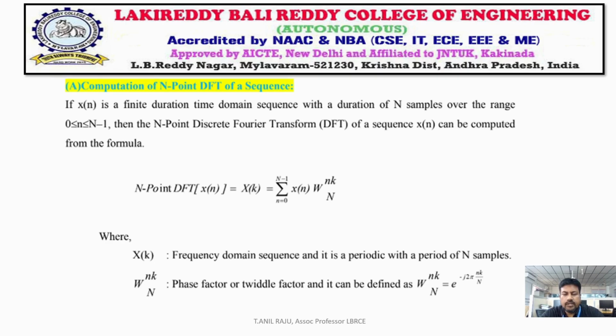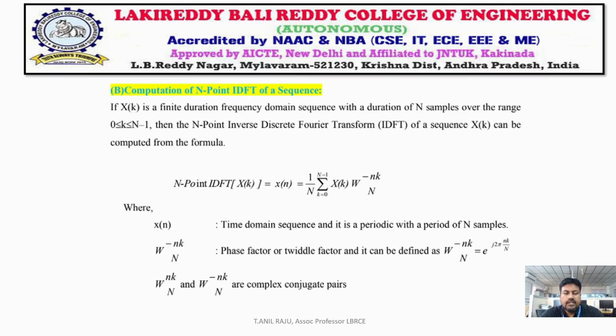the W nk Twiddle factor equation. These slides will explain it just as a representation. x of n with W nk will give capital X of k. So, coming to another way, in the first slide we saw that to go from time domain to frequency domain, we use DFT.